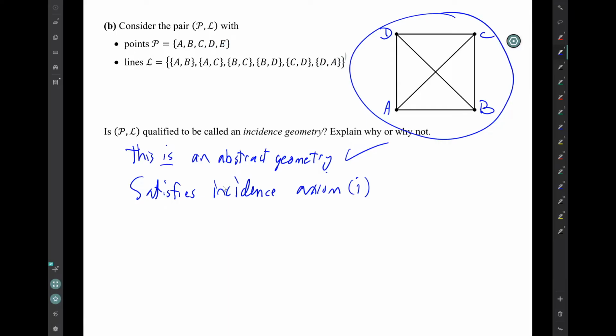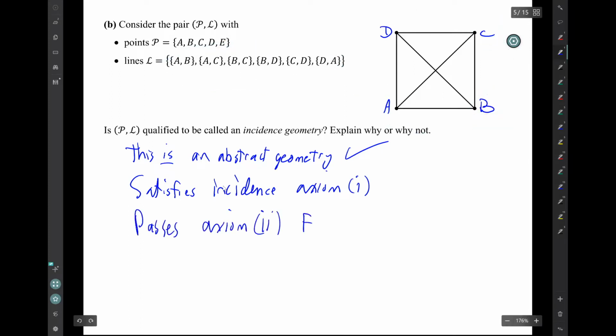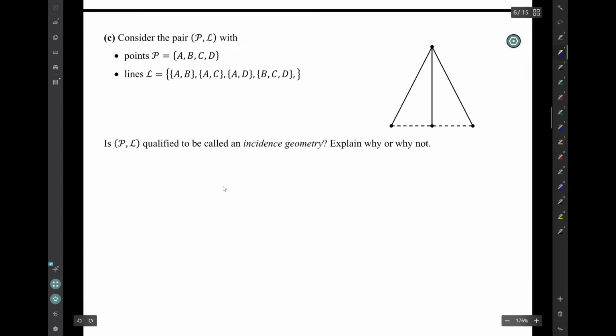Now we need to see about Incidence Axiom 2. Do there exist 3 non-collinear points? Well, notice A, B, and C are 3 points, and there is no line that all 3 points lie on. All right, let's go on.